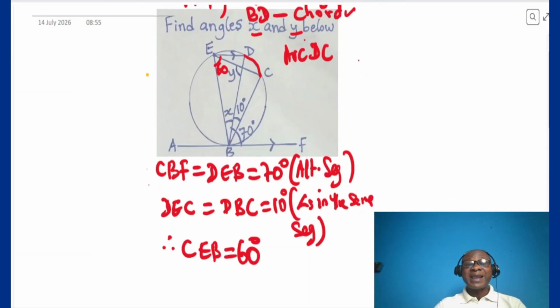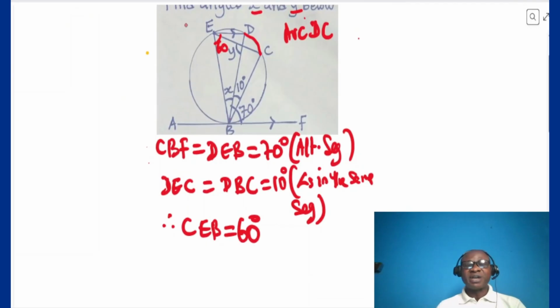We are analyzing circle geometry. Let me make this very neat. We have already written it down. So CEB is 60. Why? The entire DEB was 70. Having subtracted 10 for DEC, what is left for CEB will be exactly 60.